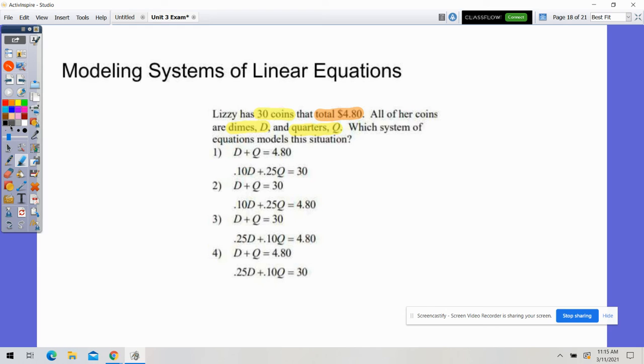Now, in this particular case, we're dealing with two different pieces here. We're dealing with the amount of coins she has and the amount of total money she has. So one equation is going to represent the total number of coins, and the other one's going to represent the total cost.